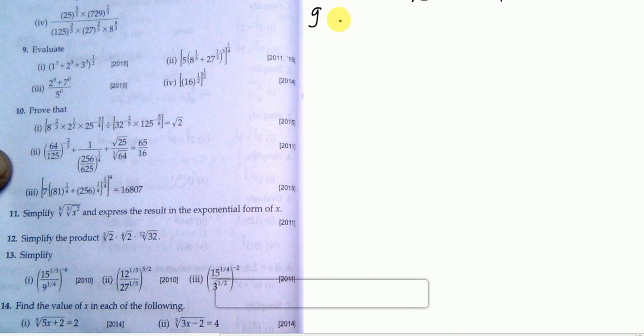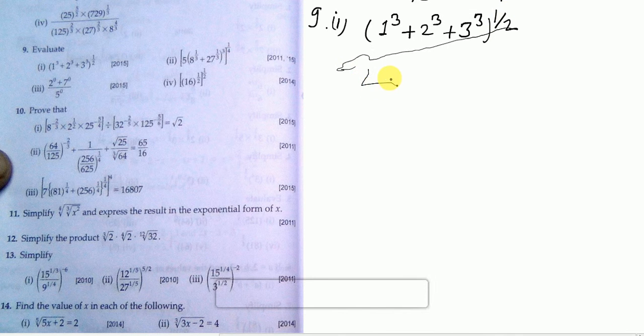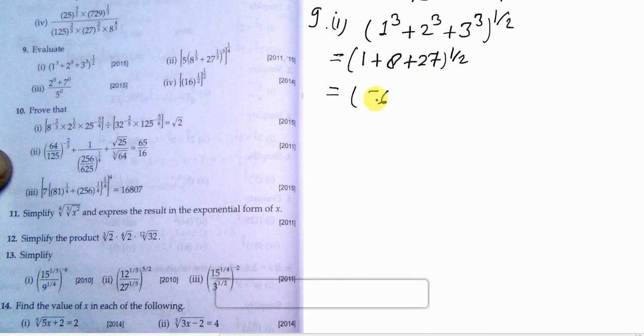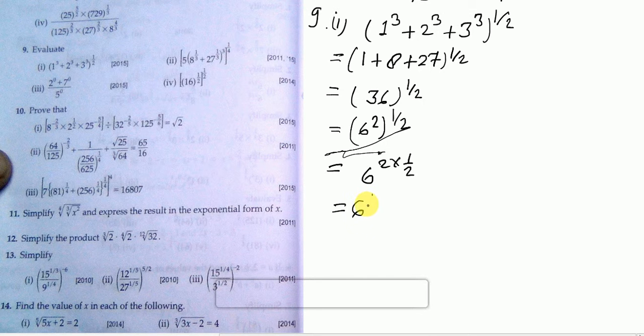Ninth question, ninth first. Evaluate (1 raised to the power 3 plus 2 raised to the power 3 plus 3 raised to the power 3) whole raised to the power 1 by 2. 1 cube is 1, 2 cube is 8, 3 cube is 27, whole raised to the power 1 by 2. 1 plus 8 is 9, 9 plus 27 is 36, whole raised to the power 1 by 2, and 6 raised to the power 2, whole raised to the power 1 by 2, and 6 raised to the power 2 into 1 by 2, and 6 raised to the power 1 is 6.